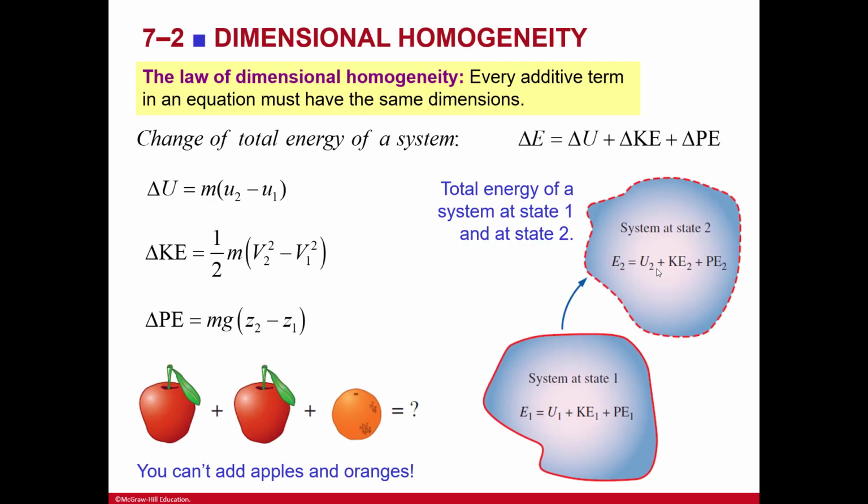The law of dimensional homogeneity, we talked about that. I mentioned it in the first video, right? Every additive term in an equation must have the same dimensions. And that's because you can't add apples to oranges, right? So they need to be the same. These are homogeneous. This is not. So you can't get this. You know what you would get? You would get 2 apples plus 1 orange because they don't have the same dimension, right?